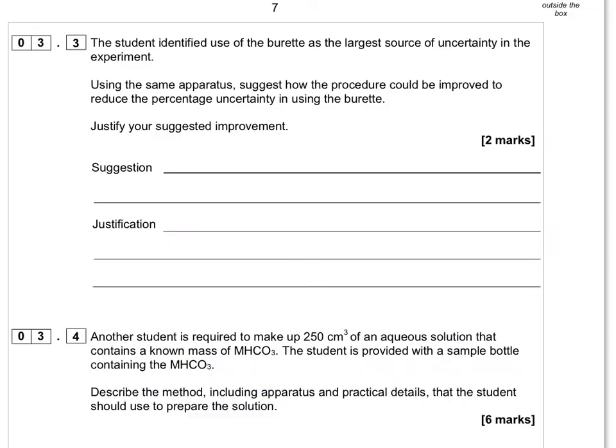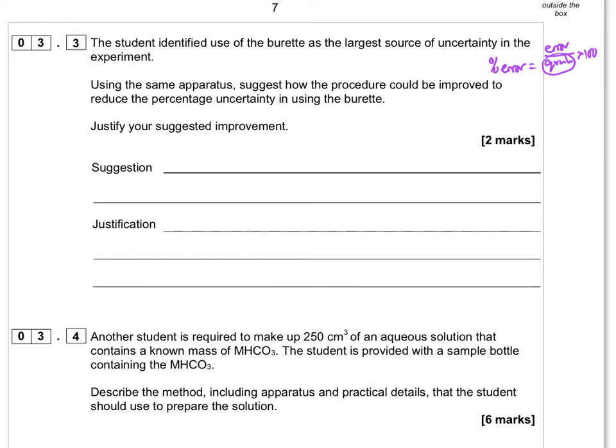The student identified use of the burette as the largest source of uncertainty in the experiment. Using the same apparatus, suggest how the procedure could be improved to reduce the percentage uncertainty in the burette. Justify your suggested improvement. So if you think about percentage error, it's the error divided by the quantity used times 100. So if we want to reduce it, if we can increase the quantity used, then it's going to reduce the percentage error. So we need to increase the volume of acid used.